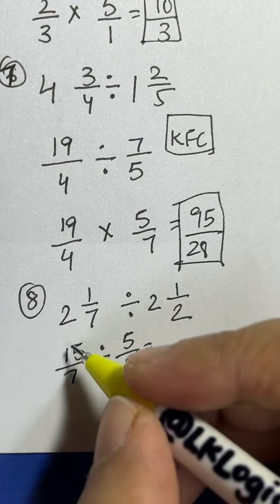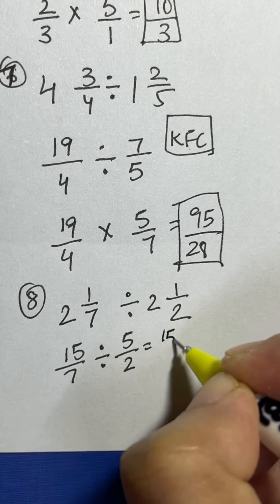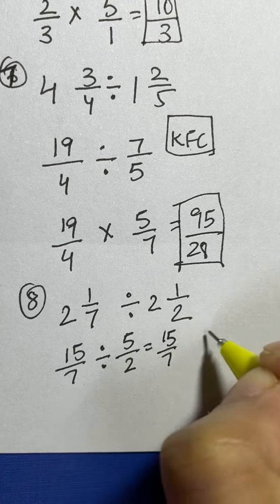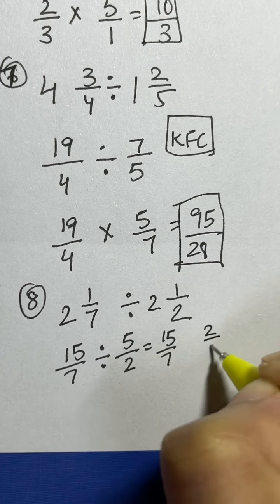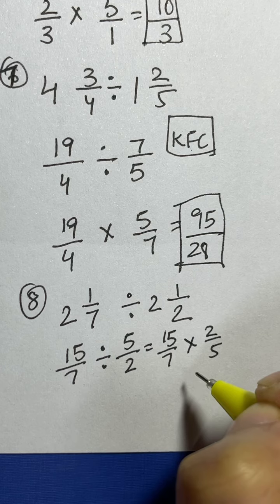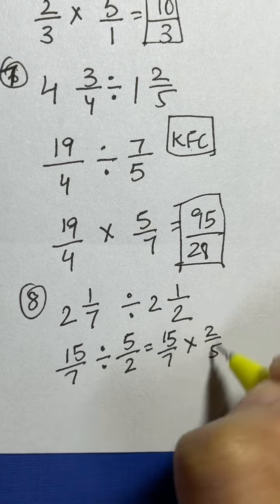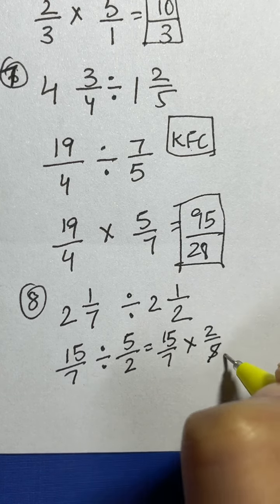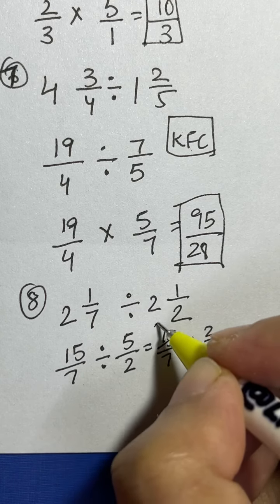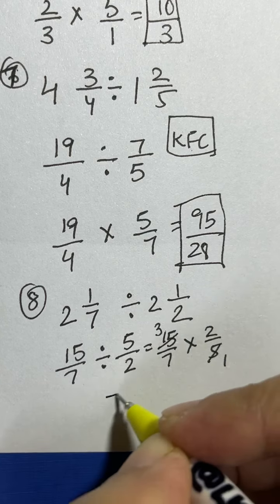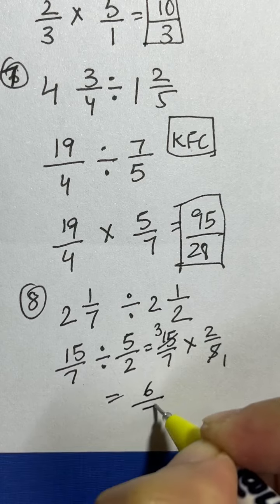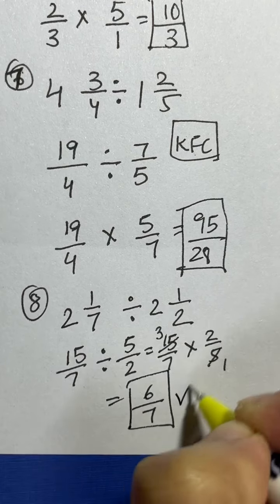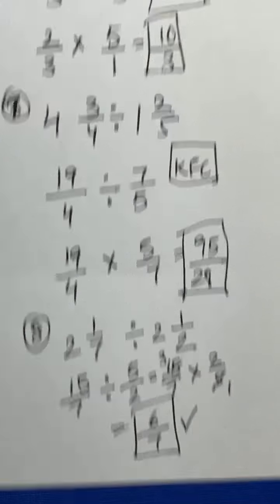But let's use KFC. 15 over 7. Then flip the second fraction, 2 over 5. Change the sign to multiplication. Now I can just simplify here itself. 5 over 5 is 1, 5 times 3 is 15. So I have 3 times 2 is 6 over 7. Right? Yes. Okay. Let's see another example for mixed fractions.